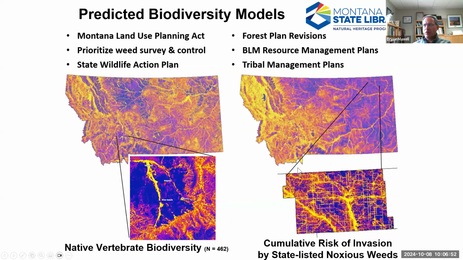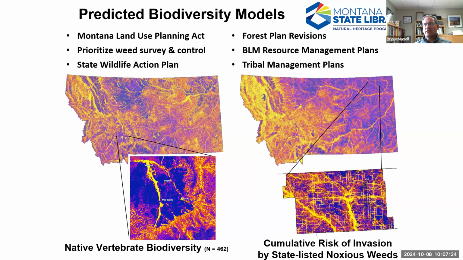Here's just a couple of views of our predicted biodiversity models. On the left is overall native vertebrate biodiversity. So all of the animals with backbones, we've modeled all of them. We've stacked up those models, and the areas with the hottest colors there, the yellows, are predicted to have the highest number of species, and or the habitat in that area is predicted to support the highest number of species. And then the areas in blue, the cooler colors, are predicted to have habitat that supports the lowest number of species. And you can see a zoom in there of Gallatin County below that.